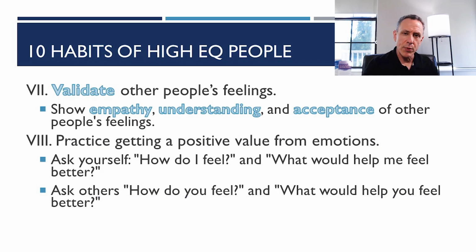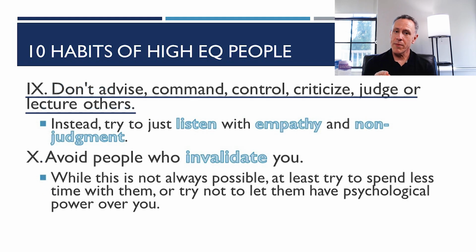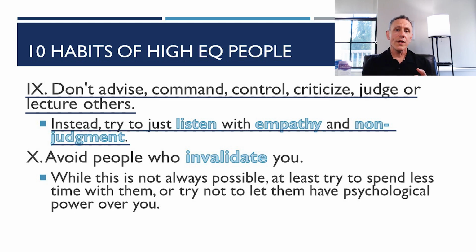And these are things to build in as habits so that you are building your emotional intelligence, building that skill, because it's a skill. It's not an either-or. It's not you have it or you don't. It's a degree, right? It's a skill. Don't advise, command, control, criticize, judge, or lecture others. Instead, you want to listen with empathy, right? And you don't want to judge them. You want to hear other people's thoughts, feelings, beliefs, and what's going to drive them to their behavior, as opposed to telling them what to do.